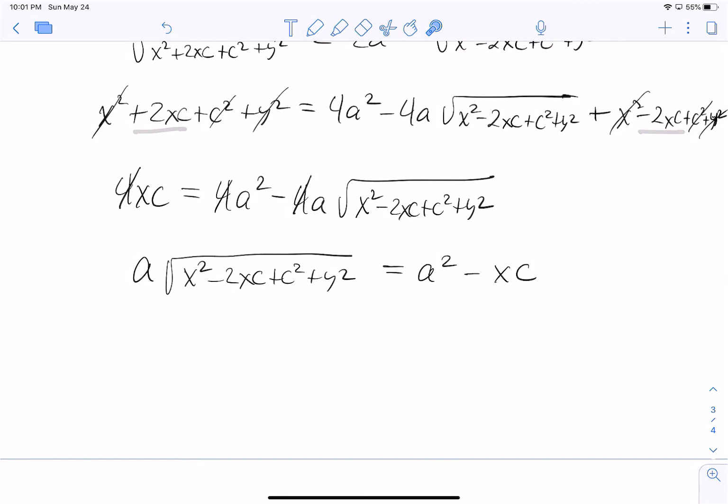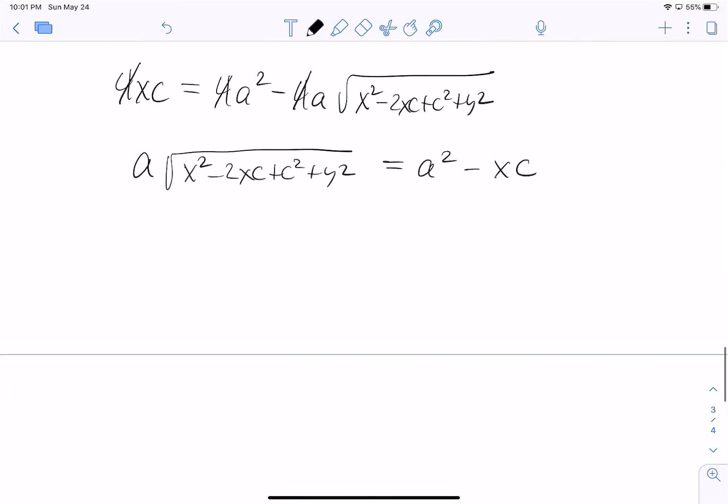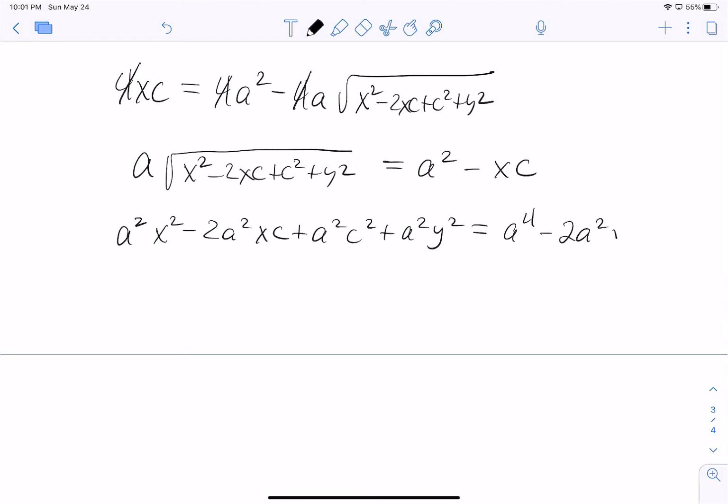Well, now guess what? We have this radical that we're going to get rid of by squaring both sides, and so we end up with, by squaring and distributing, a squared x squared minus 2a squared xc plus a squared c squared plus a squared y squared. On the right-hand side, a to the fourth minus 2a squared xc, you know what, I'm going to write that as cx, plus x squared c squared. We have one term that matches on both sides, negative 2a squared cx, and it looks like that's all we're going to end up with.